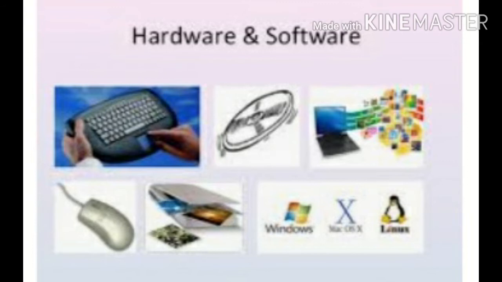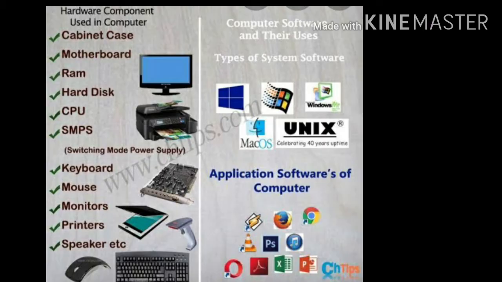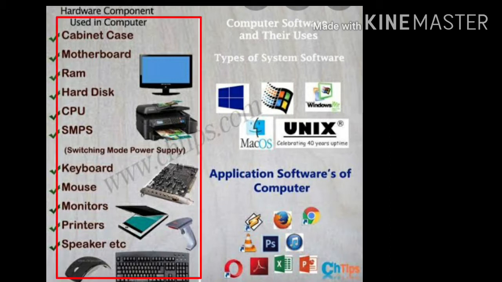Here you can see software and hardware. That means our computer is made up of software and hardware. So hardware, what does it mean? Yes, it is the parts of the computer which we can touch and feel. And it includes input devices and output devices.